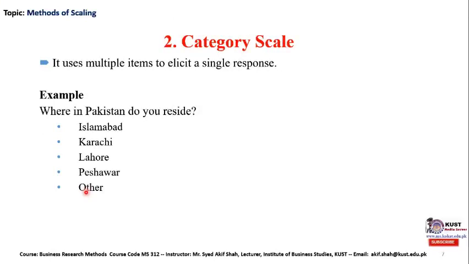Similarly, we have a category scale. It is used for multiple items to elicit a single response. For example, if the question related with the research is like, where in Pakistan do you reside? Like we are making a demographic type of study. So we have the specific categories available like Islamabad, Karachi, Lahore, Peshawar, or any other city of Pakistan. So the respondent can select any specific city pertinent to his residence. Such kind of scaling is known as category scales, because we are going to categorize the employees working in a particular organization belonging to any specific city.